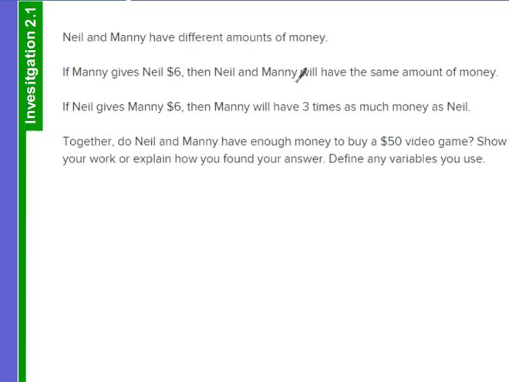We need to turn this into an equation. We know that Manny is giving Neil money, which means he is going to lose $6, whereas Neil is gaining that $6, so it is going to be added to Neil. And we know that they will have the same amount of money, which means if Manny loses $6 and Neil gains $6, they will have an equal amount of money.